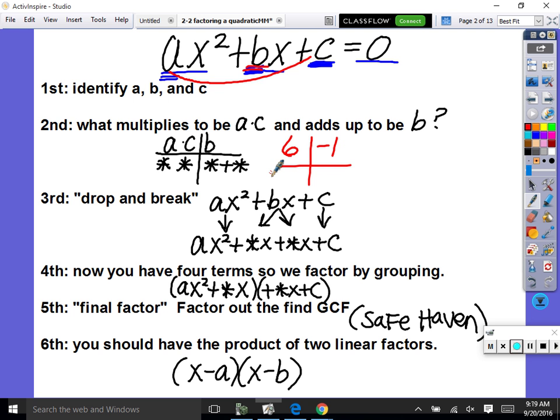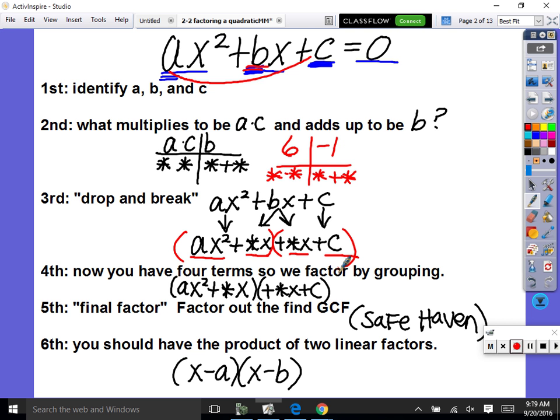And then once you've identified your factors, the two things that multiply to be 6 and add up to be -1, we're going to do what I call drop and break. So you drop down your ax squared, you drop down c, and then we're breaking down the middle term. We're going to rewrite the bx as these two factors, but with an x. Then we're going to have 4 terms. When I say 4 terms, I mean 1, 2, 3, 4 terms. Terms are separated by plus or minus signs. So we will have 4 terms, and then we'll factor by grouping. So we'll group the first 2 terms, we'll group the second 2 terms, and then from there, I call it the final factor.